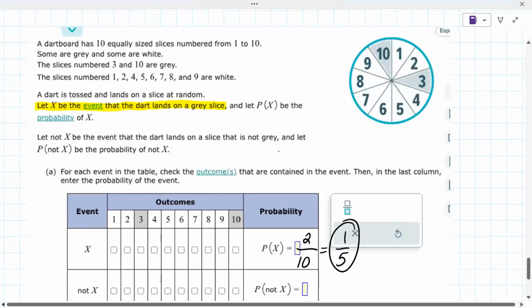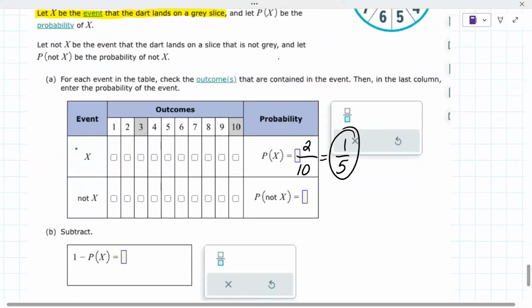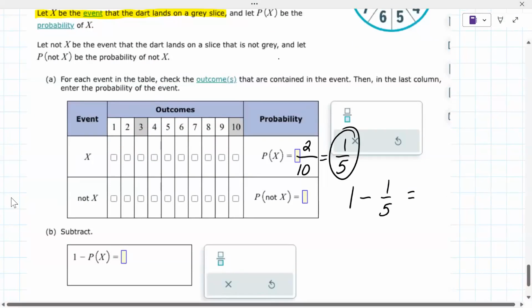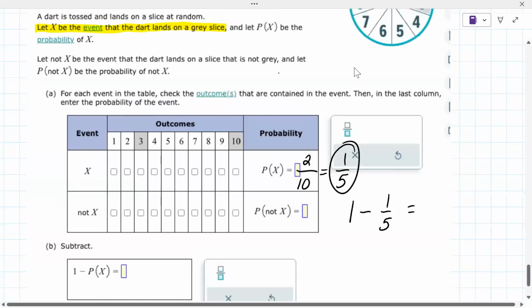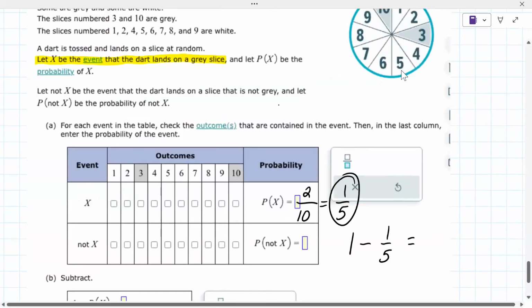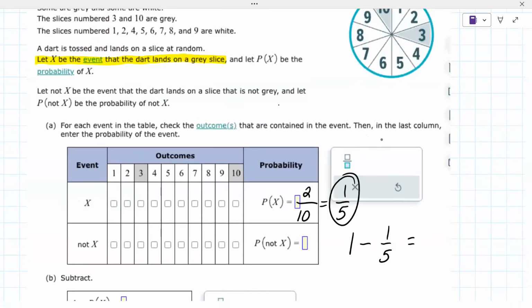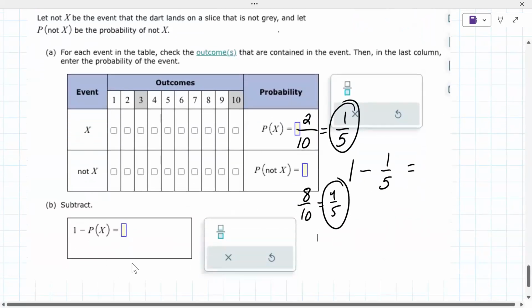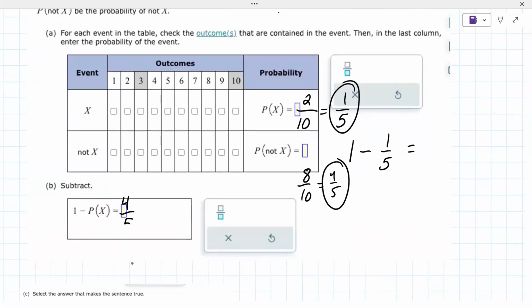Now the not here means to do 1 minus 1/5. And if you don't like that, you have to figure out how many are on the other side. So not gray is white. There are 8 out of 10. 8 out of 10 ends up being 4/5. So that's the answer to the second box. 1 minus P of X ends up being 4/5.